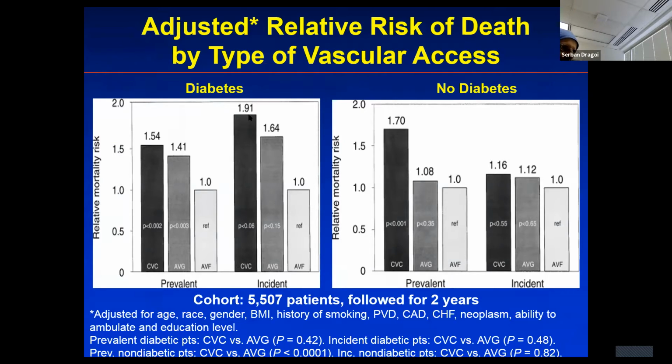mortality was in people with catheters, and in non-diabetic, I'm sorry, so here is the incident diabetics with catheters, grafts, and fistulas, and this is the incident non-diabetics with CVC, graft, and fistula. So you see that fistula has the lowest mortality in both of those groups. And in prevalent patients, the same thing, the lowest mortality in AV fistula.